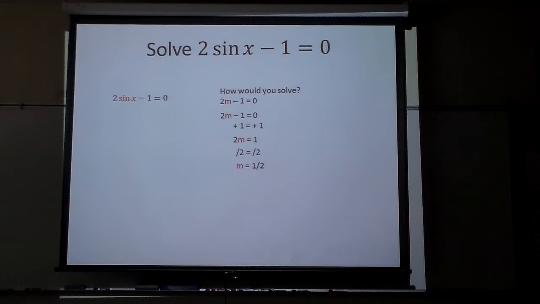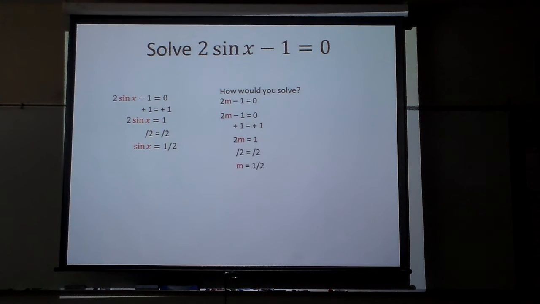Well, think about it. This is exactly the same thing, but instead of having the variable m, we have what? Sine x. So, first thing I want to do is what? Add 1 to each side. Okay, that makes sense. And then, notice like right here, I then divided by 2. I'm going to divide by 2 here. So sine x equals 1/2.